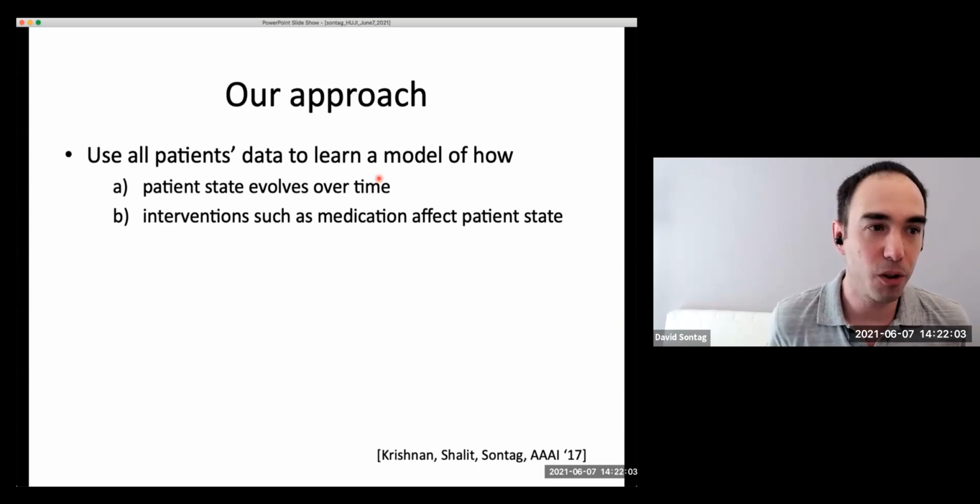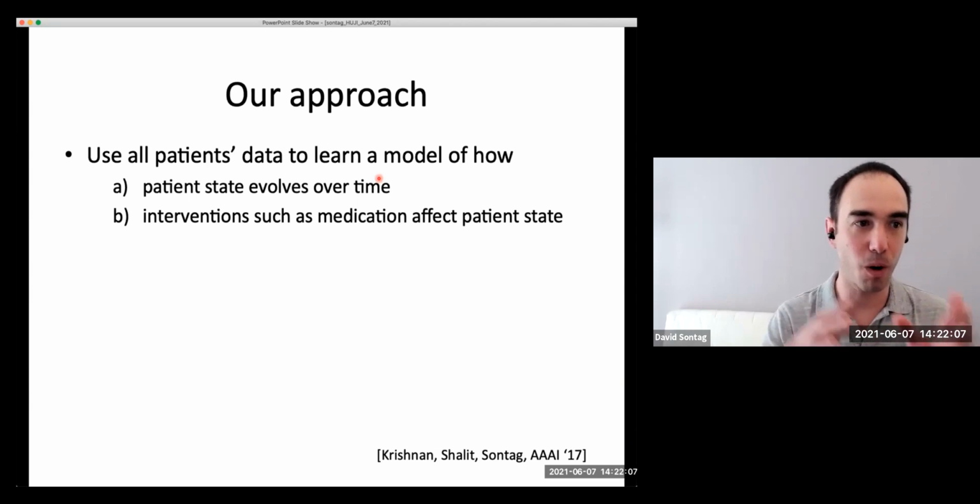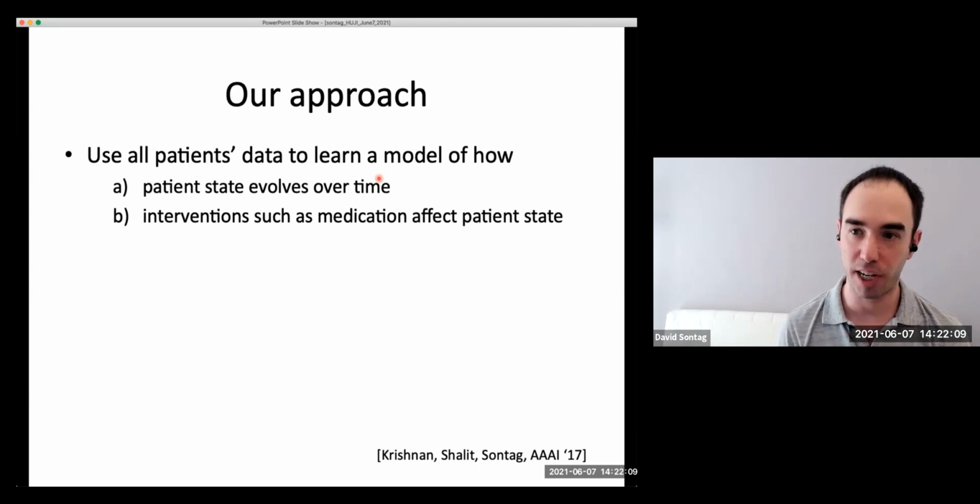Okay, so as I've been alluding, my approach shouldn't be surprising. We're going to take a patient's data and learn a model of how the patient's state evolves over time. The true patient state we might not ever observe, so it's going to be a latent variable, and we get noisy observations of it from the clinical data. We're also going to want to model how interventions such as medications affect that patient's state across time.